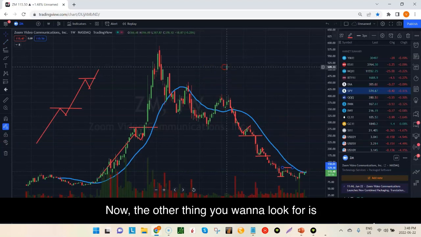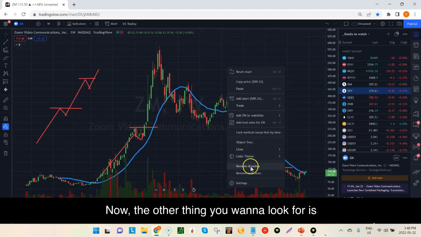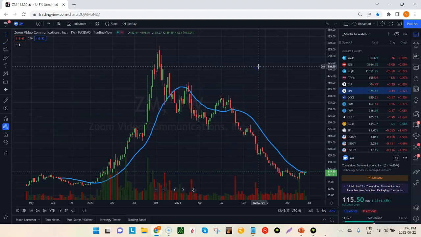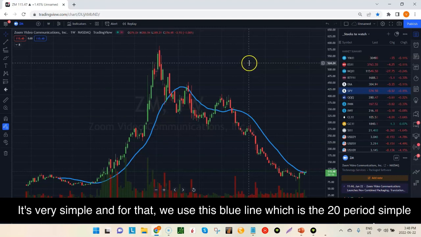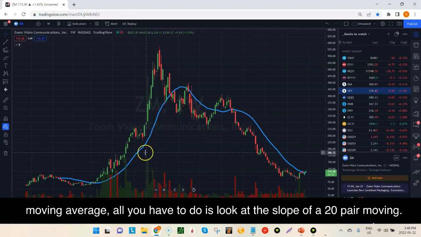Okay. Now, the other thing you want to look for is how do you assess the current market condition? It's very simple. And for that, we use this blue line, which is the 20 period simple moving average. All you have to do is look at the slope of a 20 period moving average.